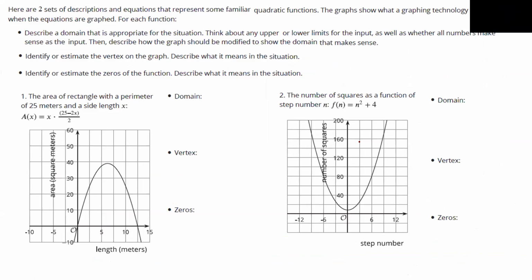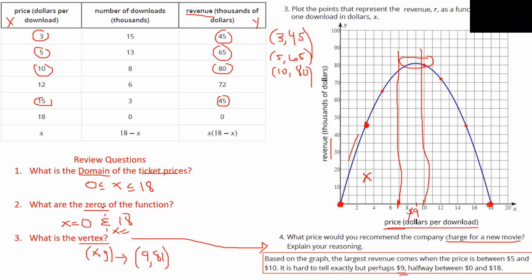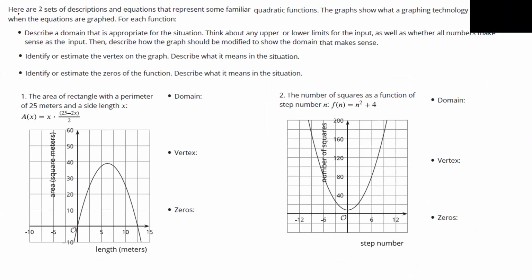Okay, activity 2, and this is the last activity. You have to do a couple of things. Now, the reason why I went over this is because that is what you're going to do now. It says, here are two sets of descriptions and equations that represent some familiar quadratic functions. The graphs show what a graphing technology may produce when the equations are graphed. So for each function, this is what they want you to do. Describe the domain. So they want you to tell them what the domain means.